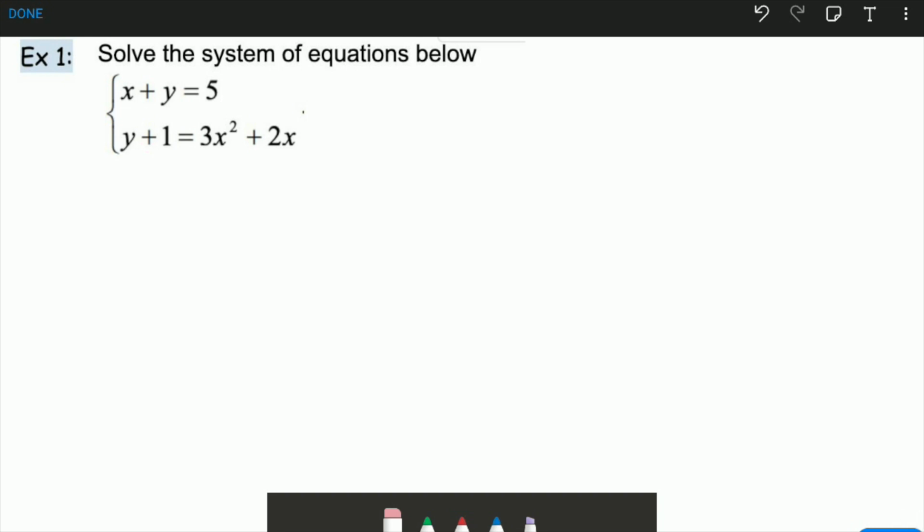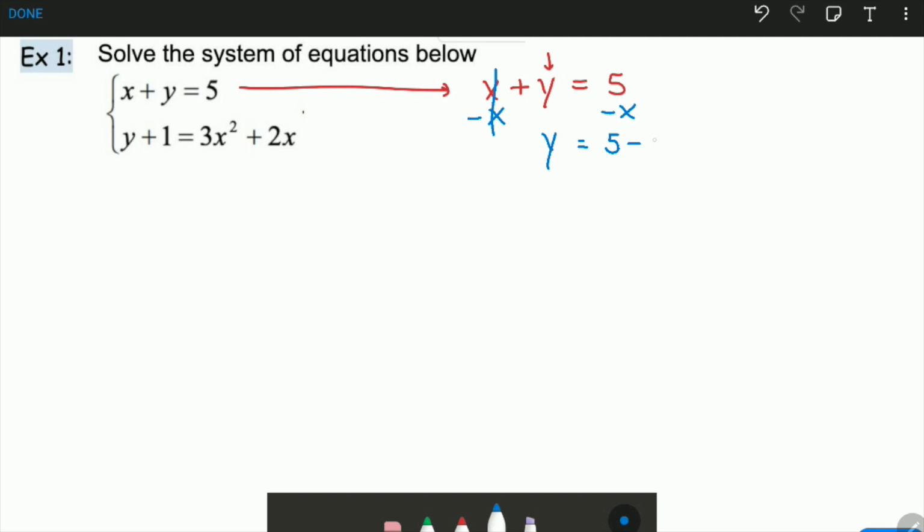So we're going to get y by itself, and it doesn't matter which equation you do that with. I'm just going to choose the linear equation. So I'll move it off to the side here. I'm going to try to get y by itself, and to do that, I will subtract x from both sides. We can't actually combine the 5 and the x, so it stays 5 minus x. And now we have an equation with y by itself, so we're going to put it in a box to store it for later.